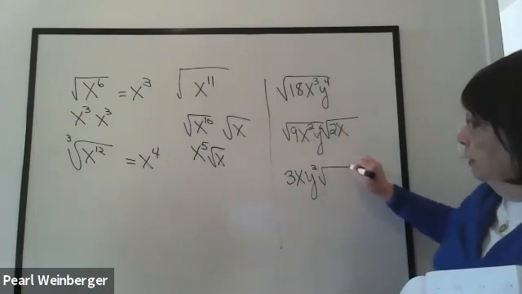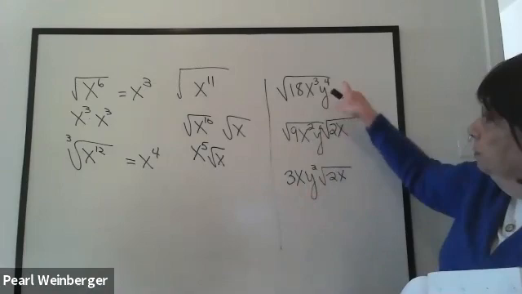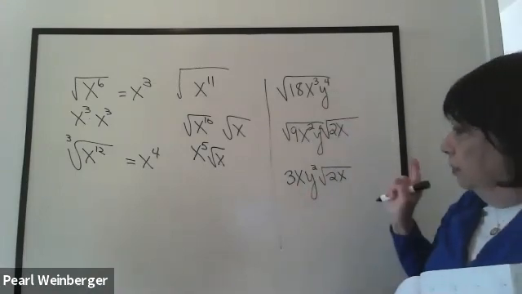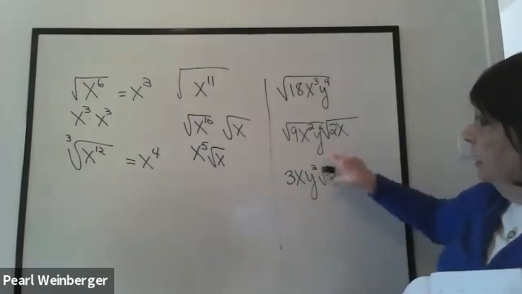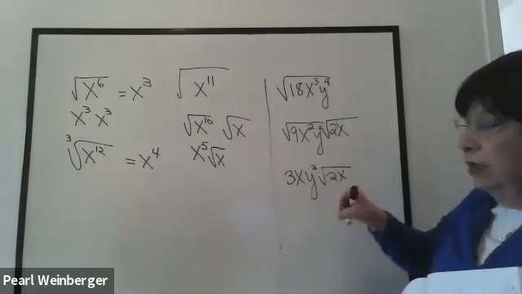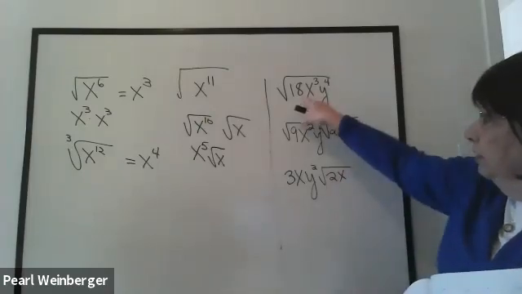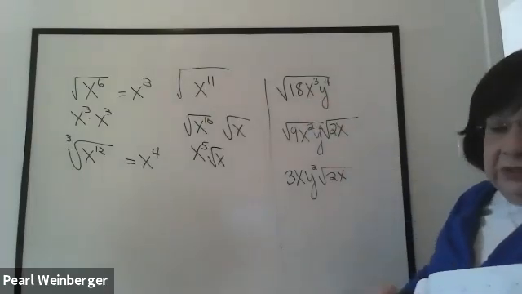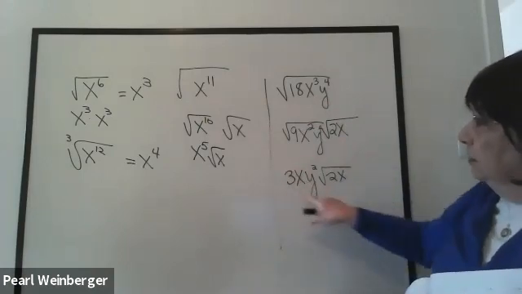And times radical 2x. Now you might say, this doesn't look simpler to you than this does. But simpler means that the number or whatever is inside the radical is a smaller number. This is certainly smaller than this. So this is what we call the simplest form of this expression.